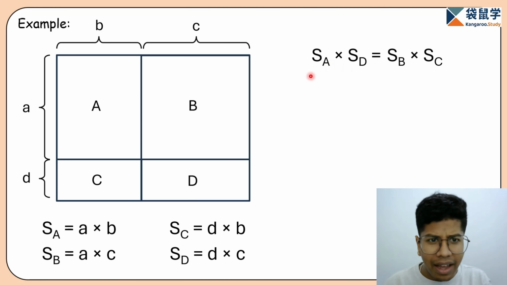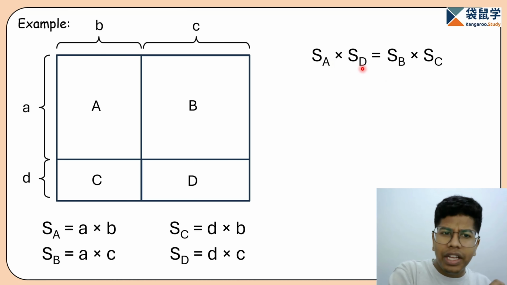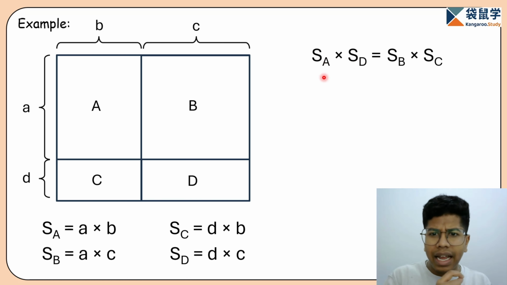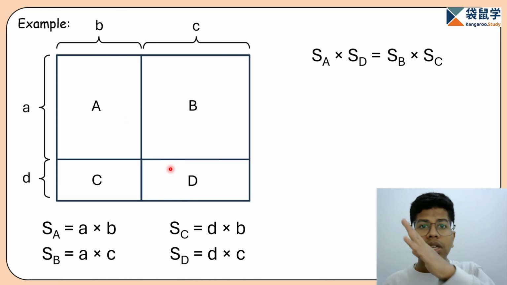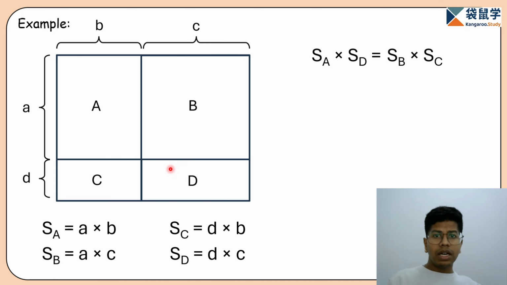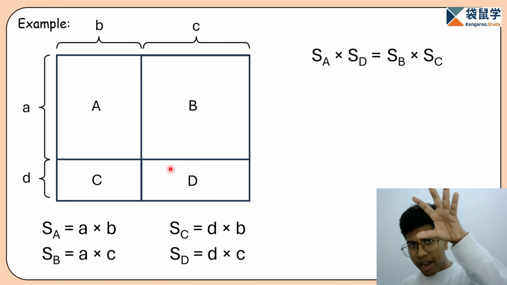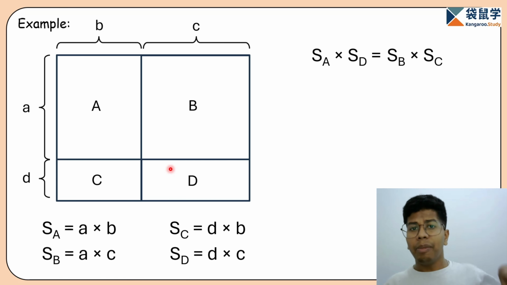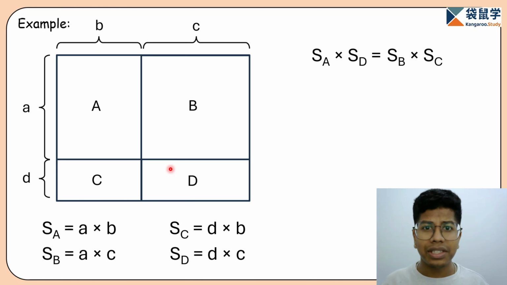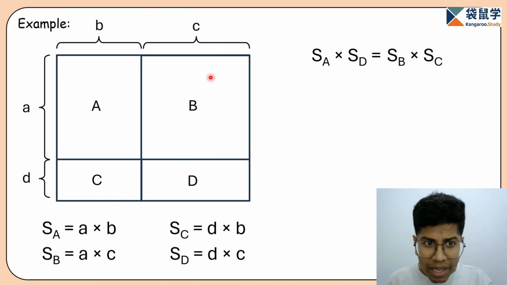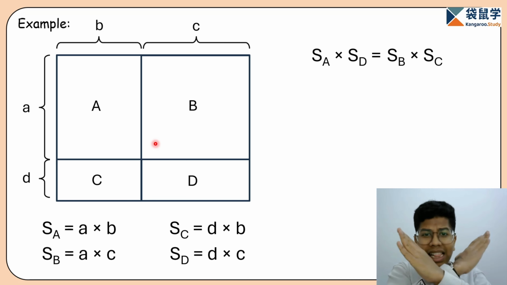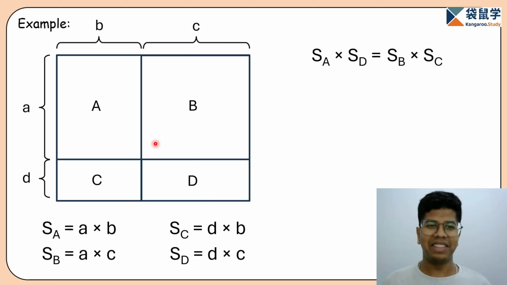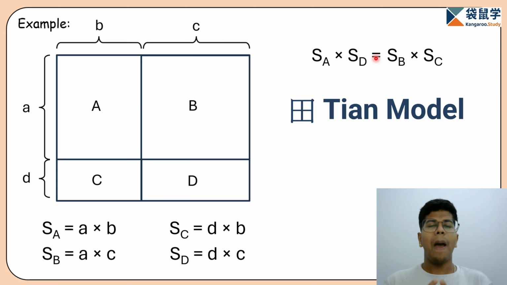Now observe these areas. Area of A and area of D. What is the relation of rectangle A and rectangle D? Oh, it forms a cross. This means the area of A is nothing but the product of the other rectangle, but it is present in the opposite direction. Similarly, area of B and area of C, the product is present in opposite direction and the product is same. This is nothing but called the TN model.